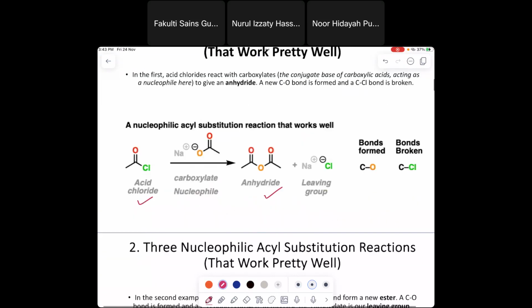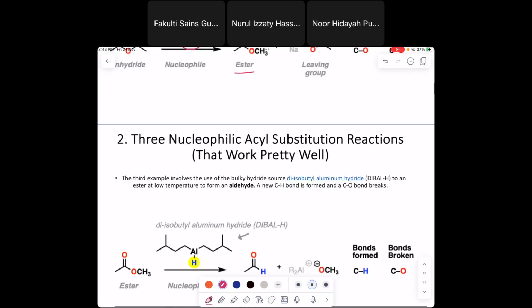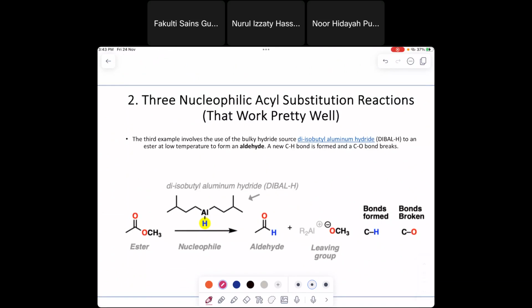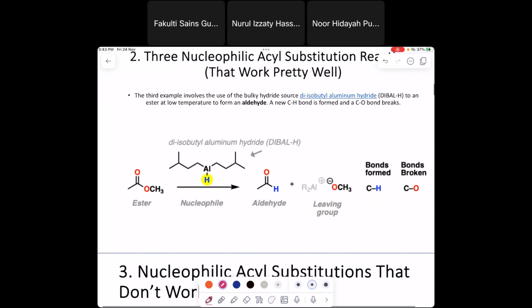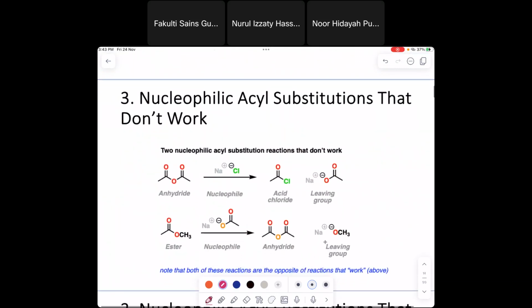Okay. The other one is anhydride itself. Anhydride is the second most reactive. When you put any nucleophile, like in here we have sodium methoxide, it will give you an ester. And the third one is that ester can actually be reduced by DIBAL, diisobutylaluminium hydride. It's in your notes, but I'm not going to talk about the reduction today, but this is also a reagent that can reduce it to become an aldehyde. Okay. But the nucleophilic acyl substitutions that do not work are these two.